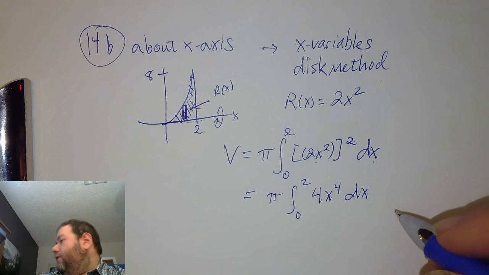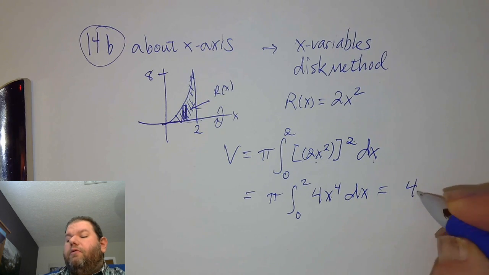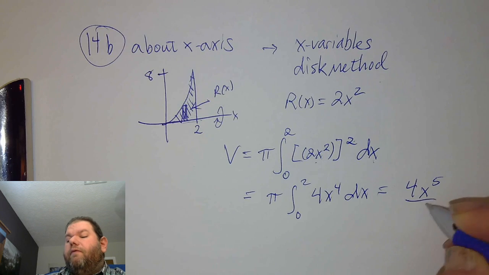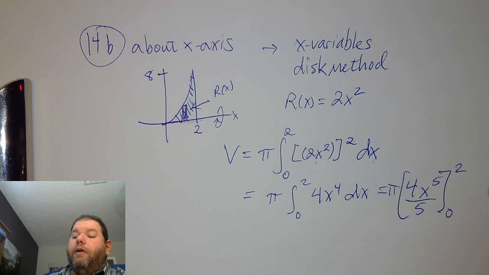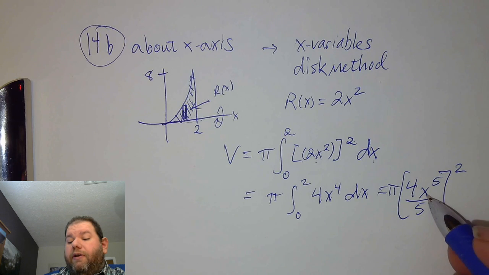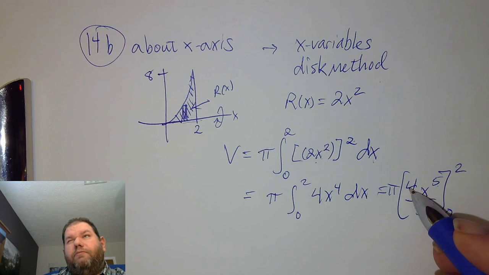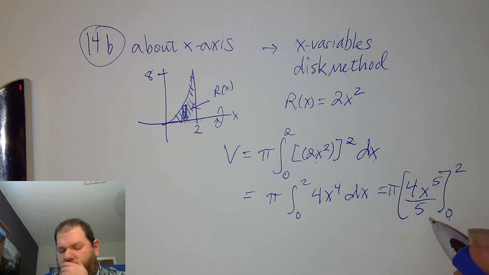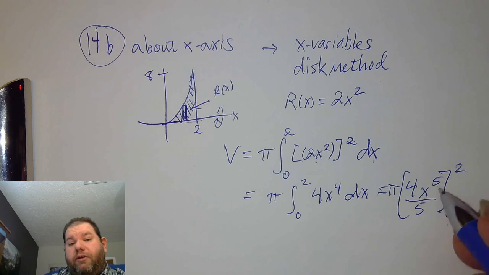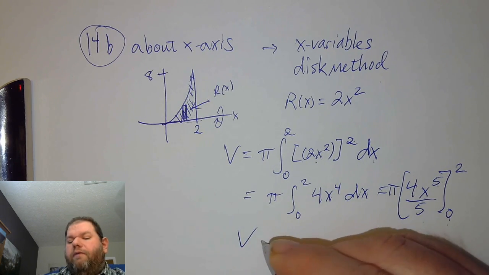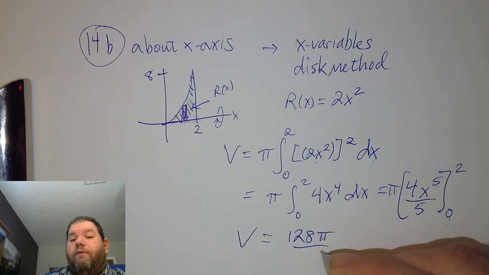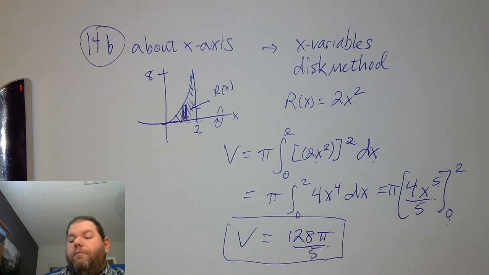And then we integrate that, which is 4x to the 5th over 5. We still have a pi on the outside. Let's integrate it from 0 to 2. Now, if we plug in x equals 0, it just zeros out the whole term in this case. We don't really need to worry about the 0. We're mainly focused on the 2 here. So 2 to the 5th is 32 times 4 is 128. Excuse me. And then 128 over 5 and then times pi. So we'll say our volume is 128 pi over 5 for this part of the problem.